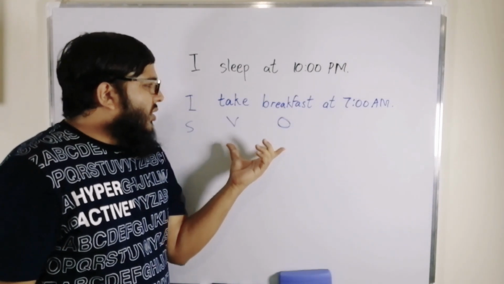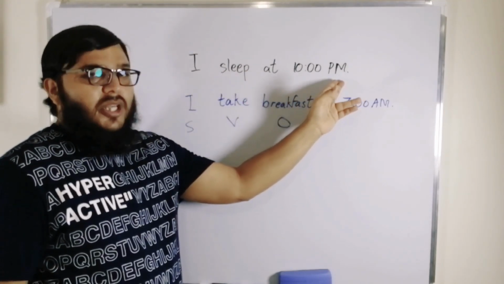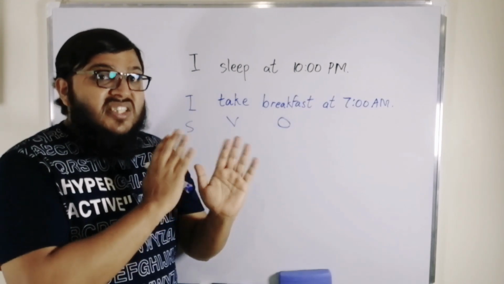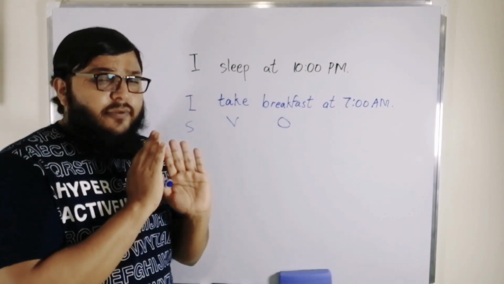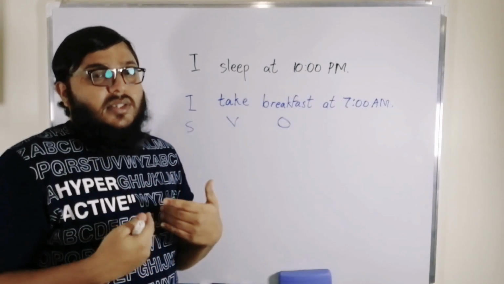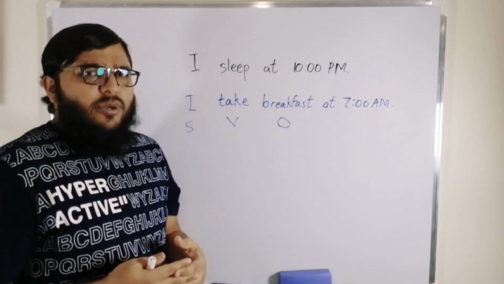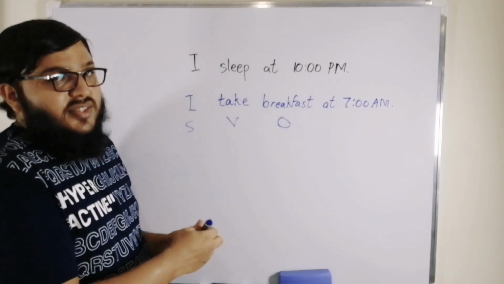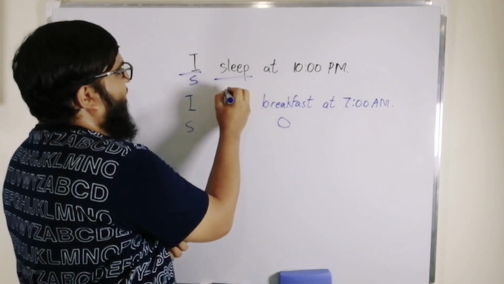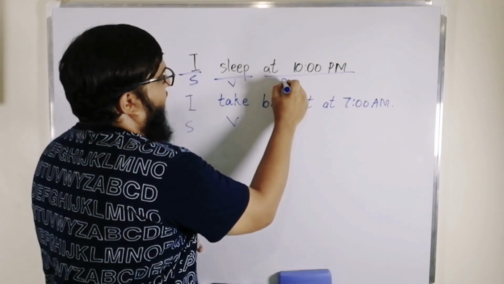The question is, I sleep at 10 p.m. This is a complete sentence. There is no missing information here. It's a fully completed, appropriate sentence, and it really makes sense to us when we listen to it. I sleep at 10 p.m. It's clear. But the point is, where is the subject in this sentence? So, I is a subject, sleep is a verb, and this is a prepositional phrase.